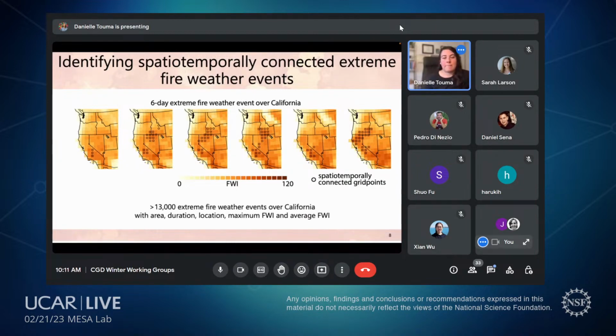And so for each threshold, we then have around 13,000 extreme fire weather events. And today I'll just focus on California, though we've looked at a lot of the Western US. And each of these events has an area, a duration, location, and then you can get all sorts of variables from it as well. I've also calculated the fire weather index, the maximum index and the average index as well.